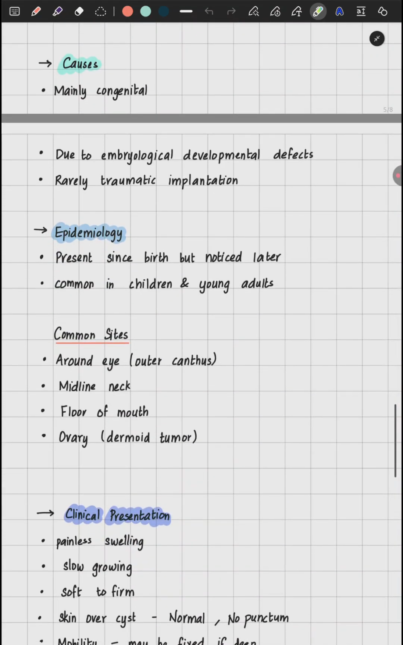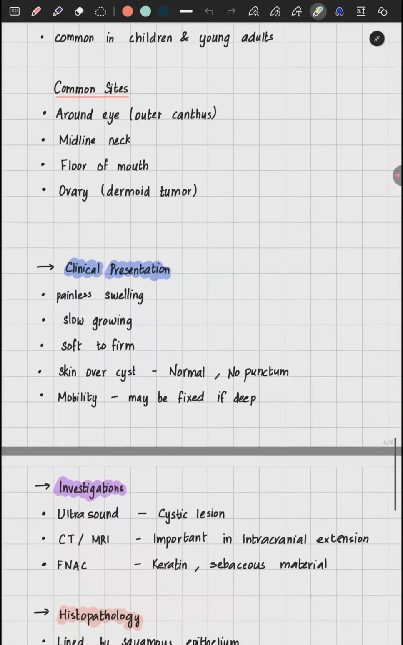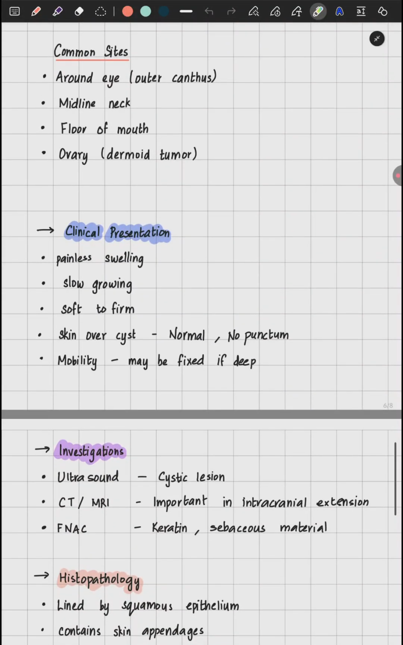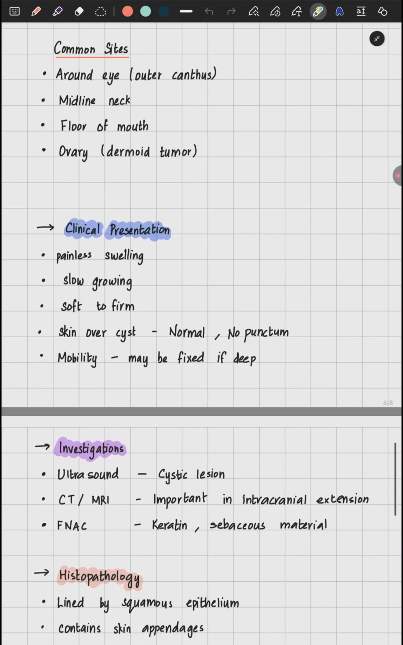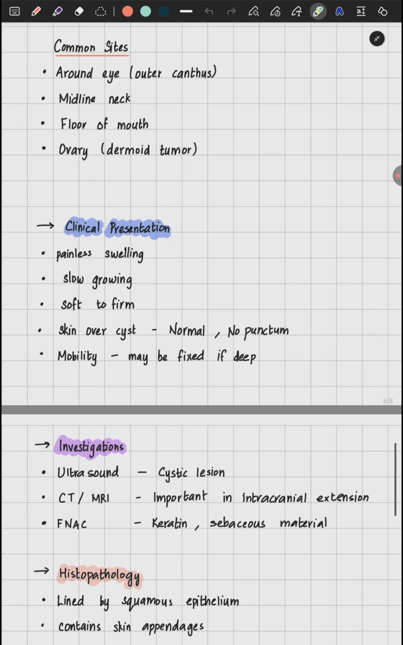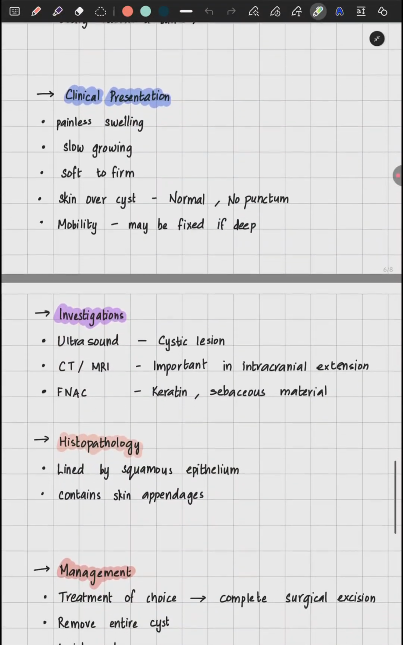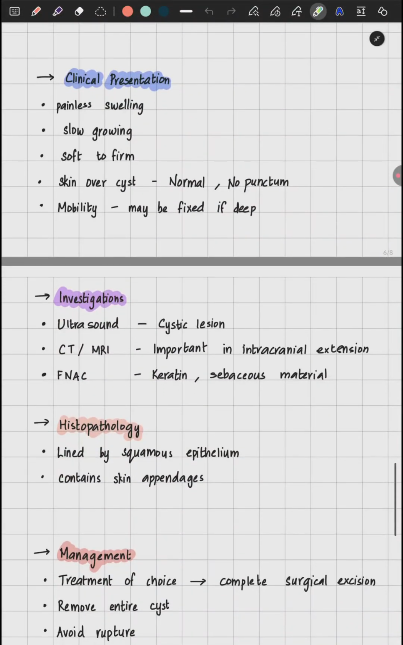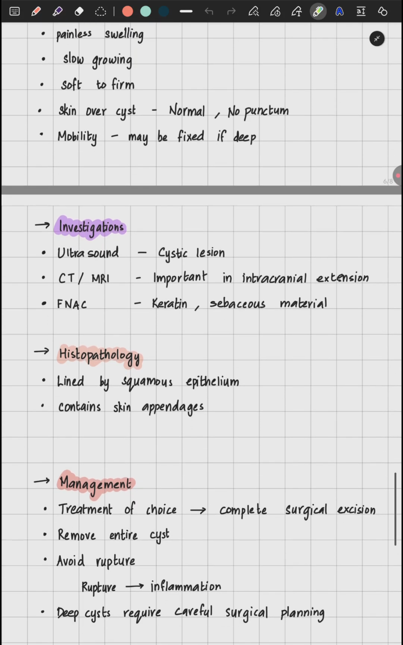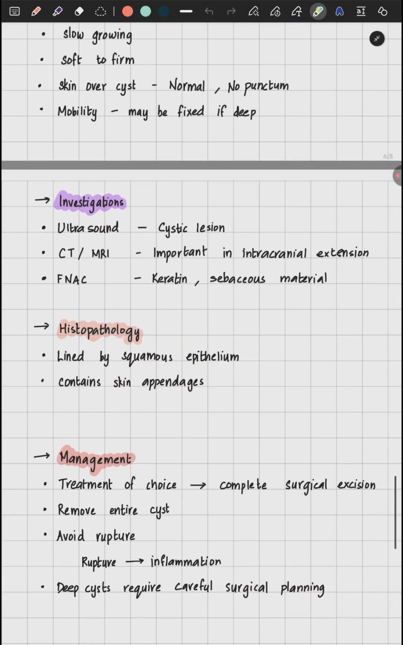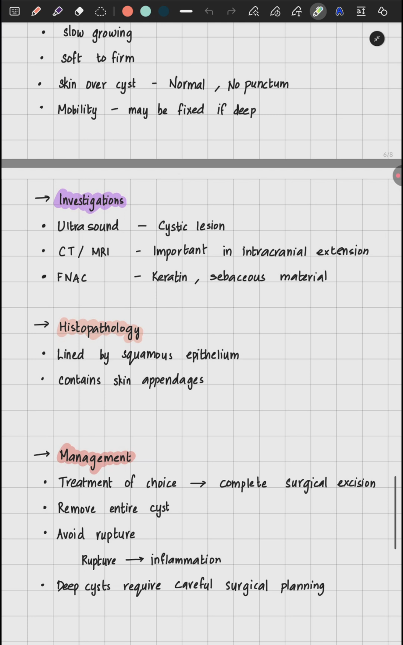Clinically, a dermoid cyst presents as a painless, slow-growing swelling, and it is usually soft to firm in consistency. The skin over it appears normal, and importantly, there is no punctum, which helps differentiate it from an epidermoid cyst. These cysts are often located along the lines of embryonic fusion. Depending on their depth, they may be freely mobile or slightly fixed. Deep dermoid cysts may extend to deeper tissues.